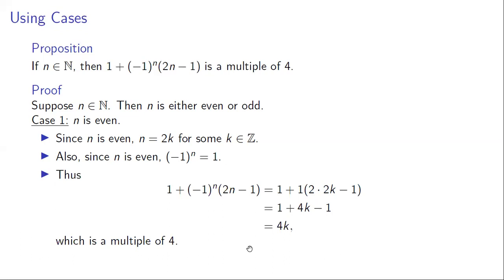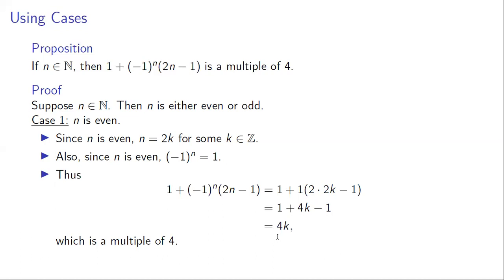or 4k. Now 4k is obviously a multiple of 4, because why? Because 4k means 4 multiplied by an integer k. What does a multiple of 4 mean? It's 4 multiplied by some integer. So that's 4k. Great. So that has to be a multiple of 4. So we're done with case 1.